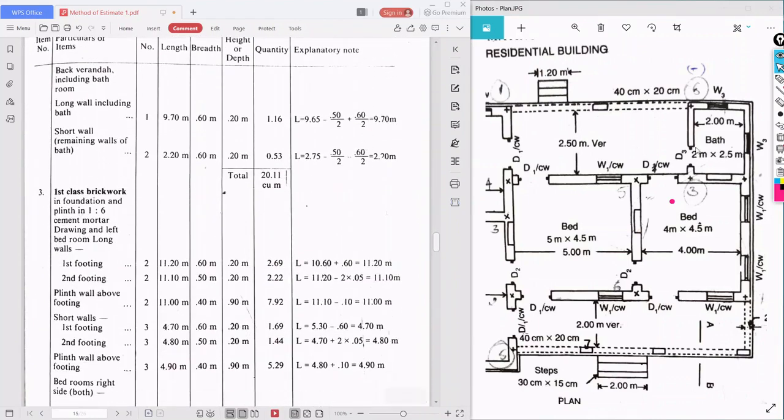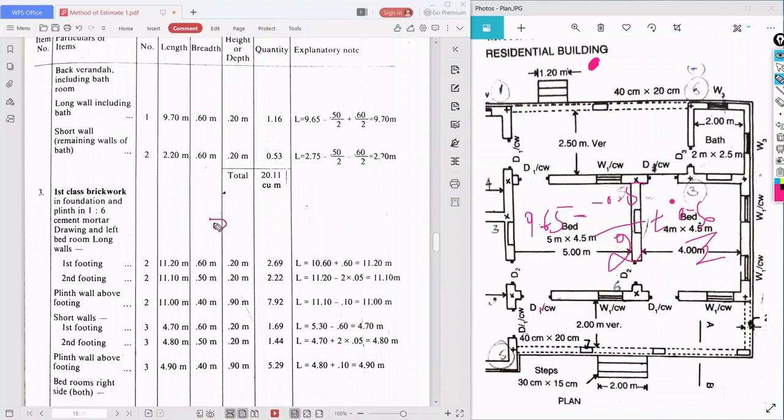Back veranda wall including the bathroom. What is the long wall distance? That is the same as the front wall distance. What was it? It is 9.65. Okay, minus, here the same as what I already told you, minus 0.5 by 2 plus 0.6 by 2, because it is a long wall. If it is a short wall, then what is the distance of the short wall?